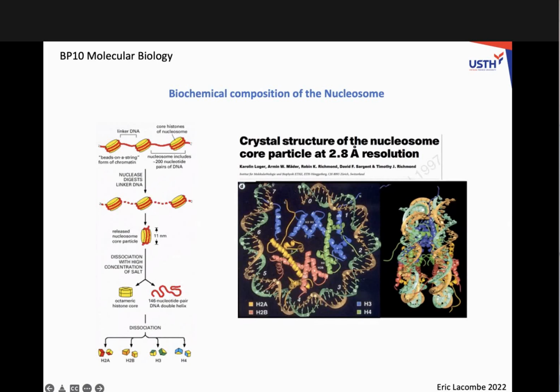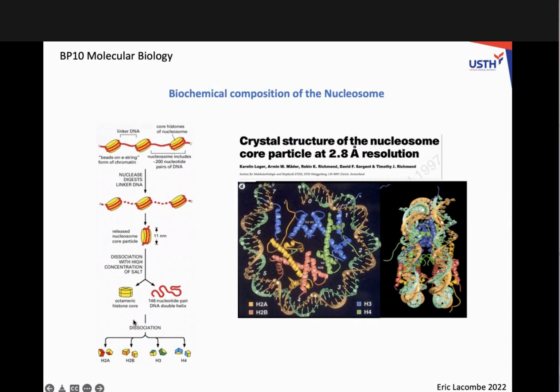So we see clearly that it's half of the nucleosome. We see one round of DNA, and here we can see at least 4 histones. And if we look at the other side of the nucleosome, we can see that there are 2 rounds of DNA, and in total there are 8 molecules of histone.